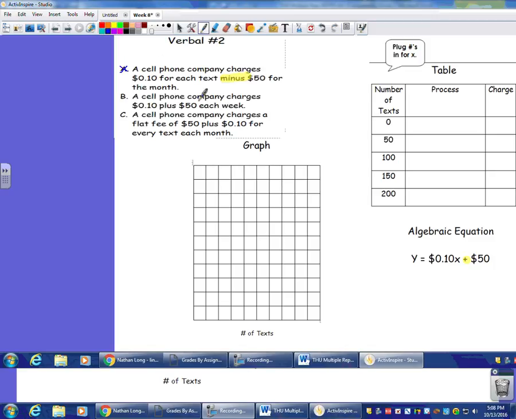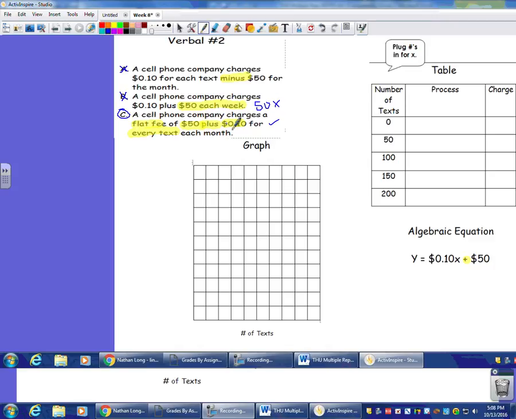This next one says a cell phone company charges 10 cents plus $50 each week. $50 each week would be written as 50x, and we don't have the 50x down there, so we know B is not the correct answer either. So C is the correct answer because it says that we have a flat rate fee of $50. Then we see the word plus, 10 cents for every text, which is exactly what we want. So this is the equation, this is our situation.